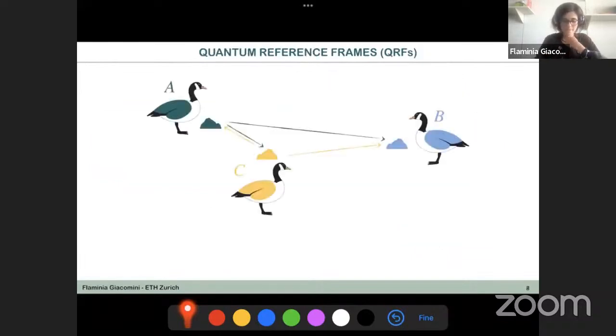But now, let us imagine that we have this situation with three particles, A, B, and C. So a first element that we want to consider is a relational approach. This means that if we have these three particles, the center of mass degree of freedom is not something that we can observe. And the only thing that is physical are relational quantities between A and B, A and C.